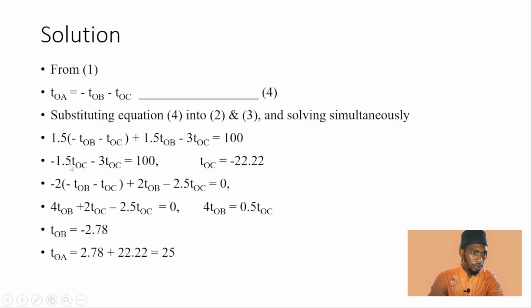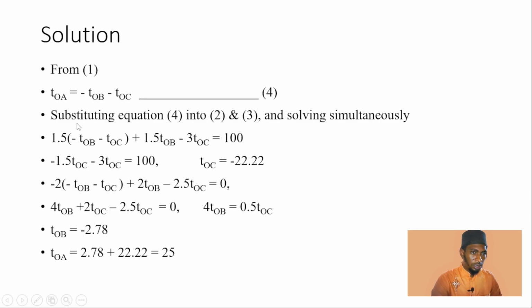Minus 1.5 TOC minus 3 TOC is equal to 100. So if you add the two together, you have minus 4.5 TOC equal to 100. Dividing both sides by 4.5, which is the coefficient of the unknown, we have 100 divided by minus 4.5, which is equal to minus 22.222. Therefore our TOC is minus 22.222. Okay, so we have this now.